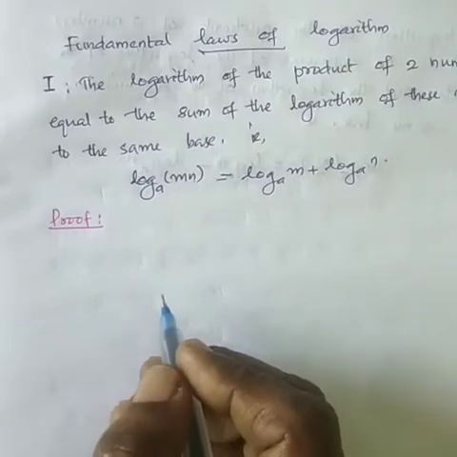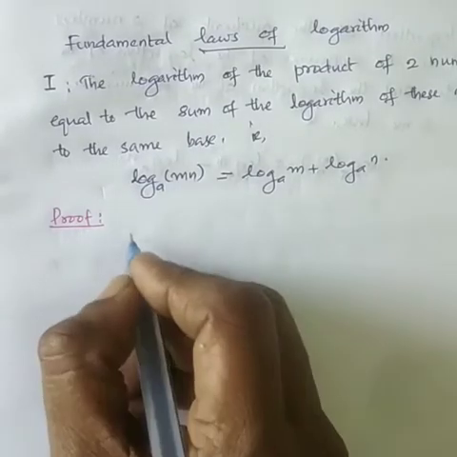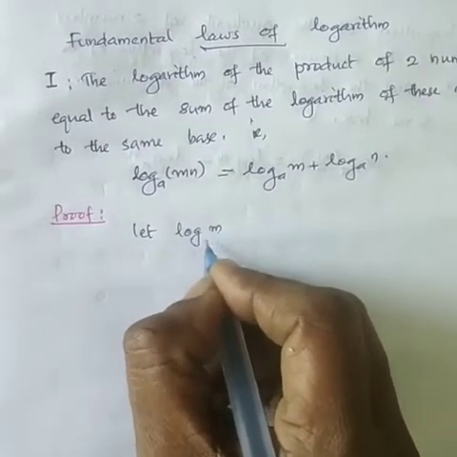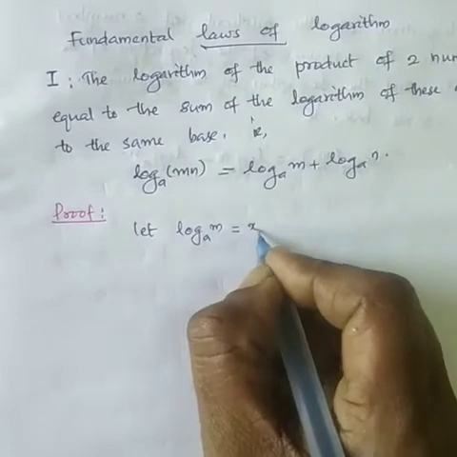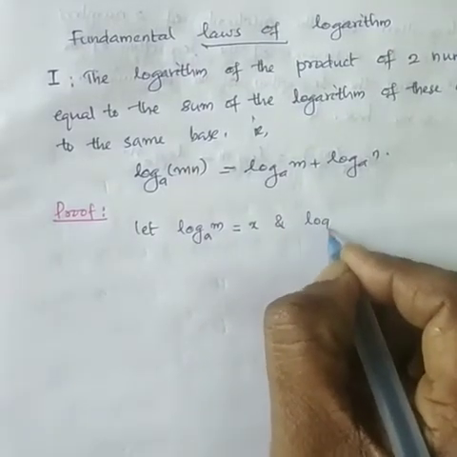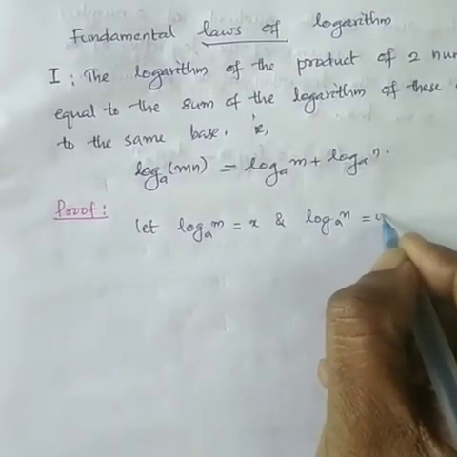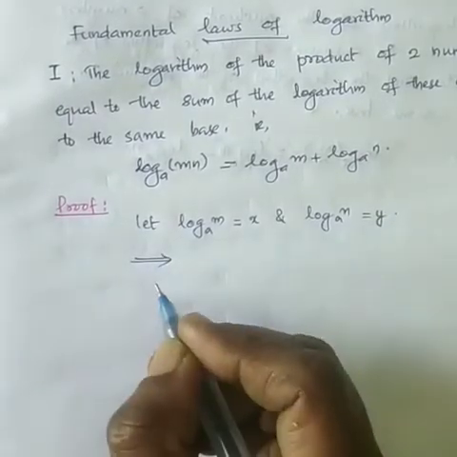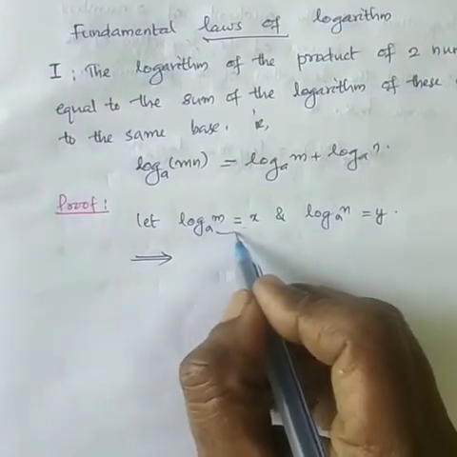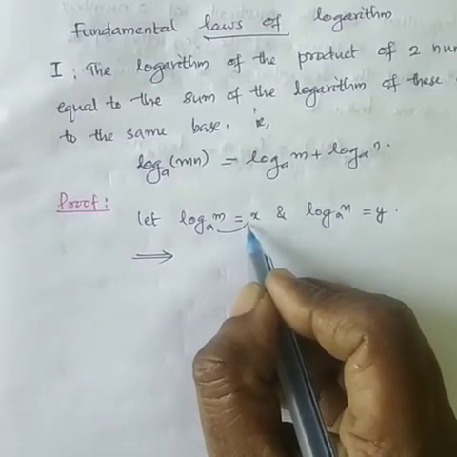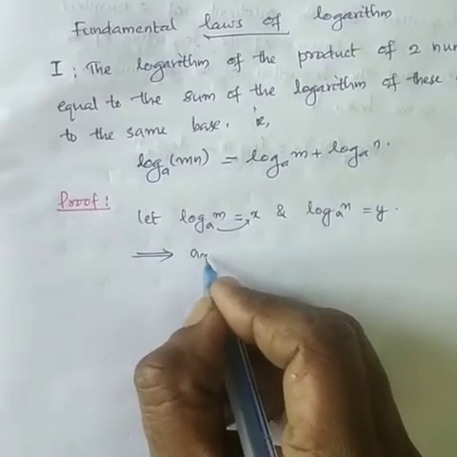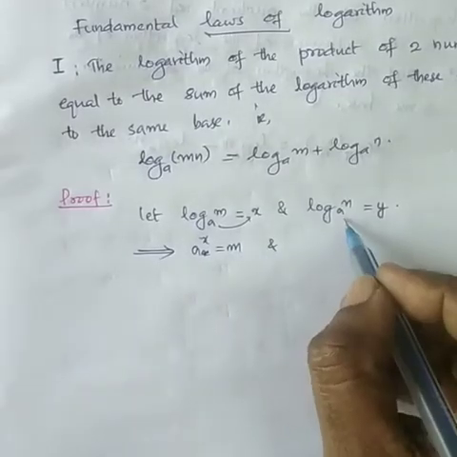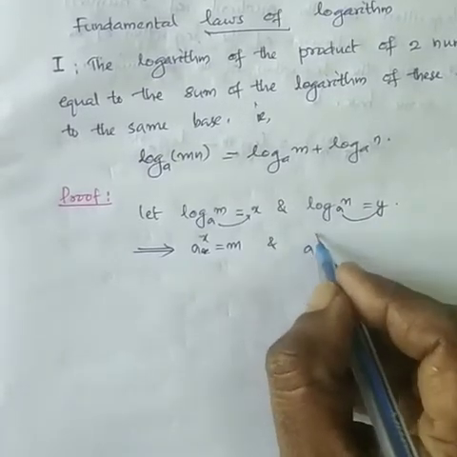Let's see the proof of this law. Let log m to the base a equal x and log n to the base a equal y. By using the definition of logarithm, we can write this as a raised to x equals m, and similarly a raised to y equals n.